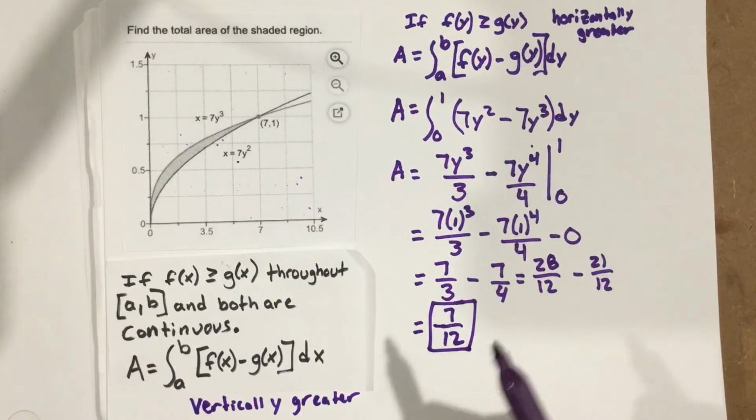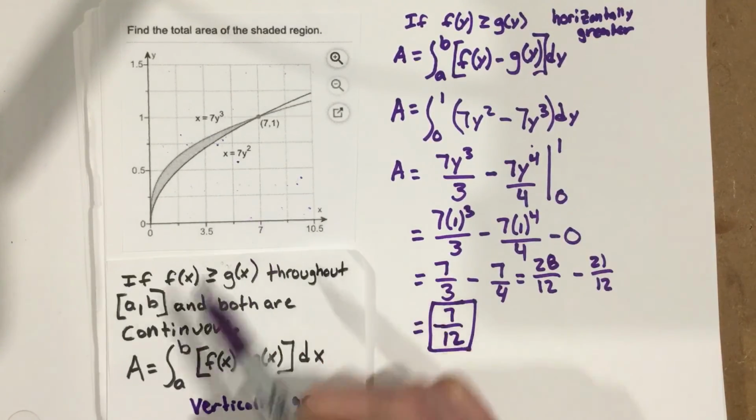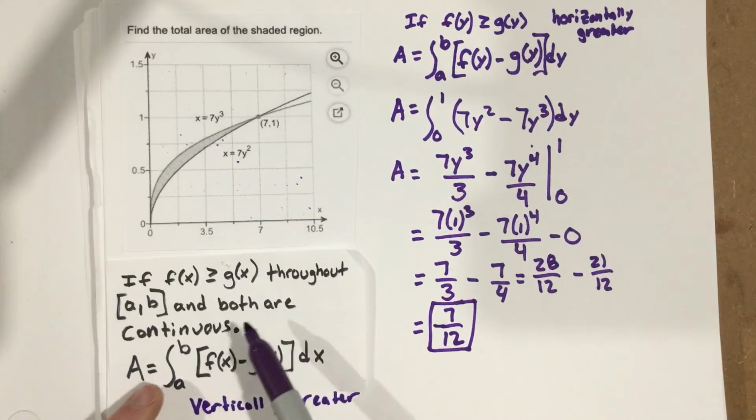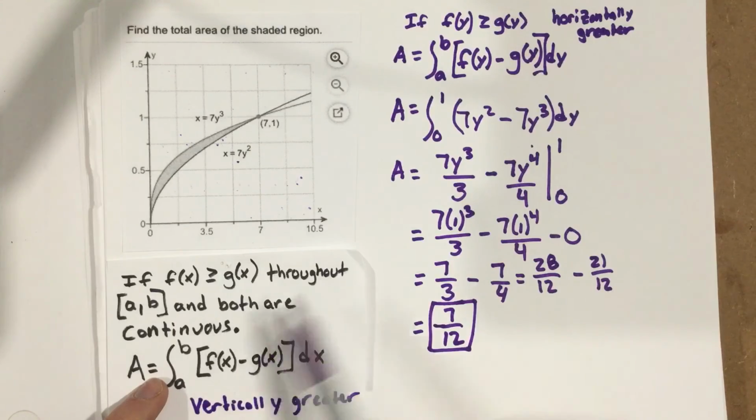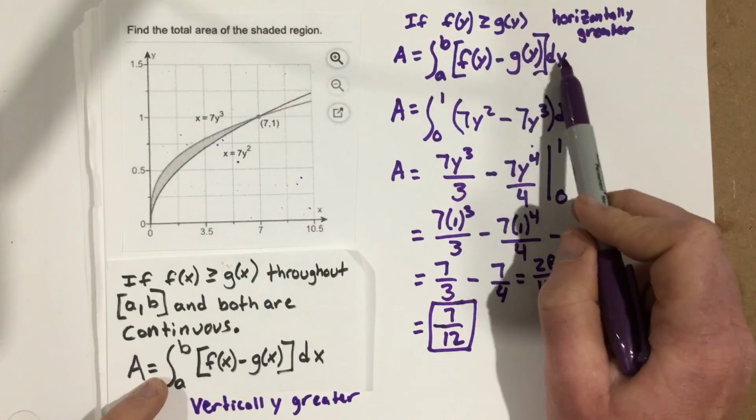So I hope that makes sense. We're switching, in this case, our independent and our dependent variables, which means this theorem changes slightly so that now we're integrating with respect to y.